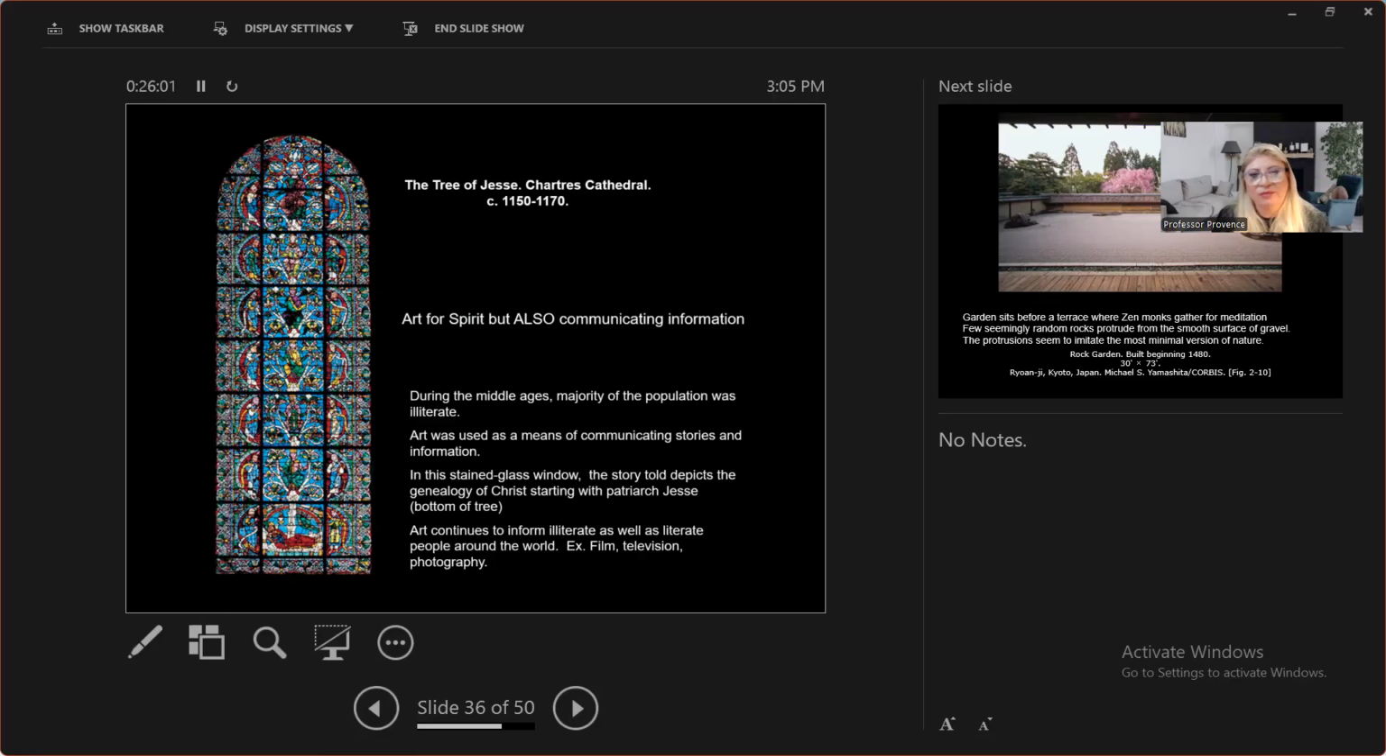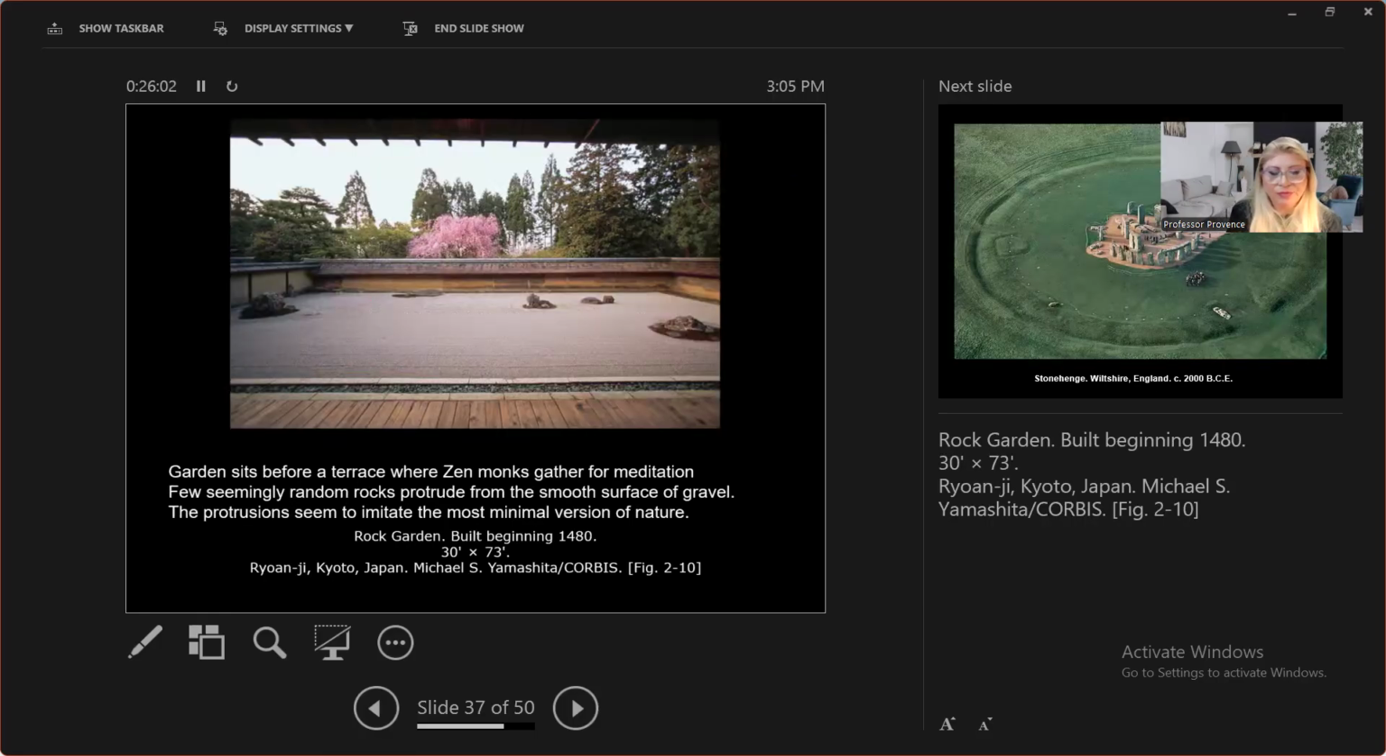So same thing. Now we look here, just flipping from Western ideology to Eastern philosophies, right? And so we've got a Zen garden, and the environment that's around here, the spacing, the way that the rocks are organized, this kind of meditative process of just moving things around, right? So here we can see that they appear random, but for the most part, they are organized. And these protrusions seem to imitate the most minimal version of nature.